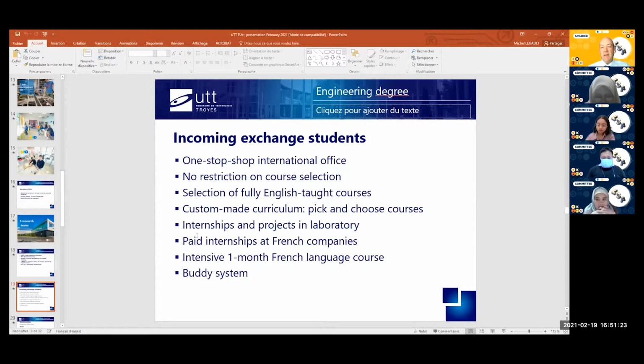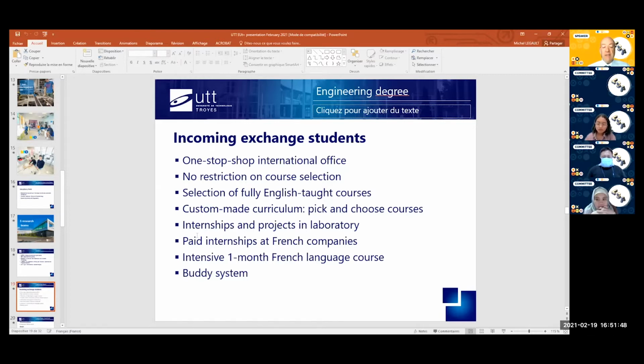The amounts are not that huge, but it helps to pay for the rent and for food. Prior to each semester, we offer an intensive one-month French language course to all international students. So it helps them, I would say, to integrate into the French way of life.